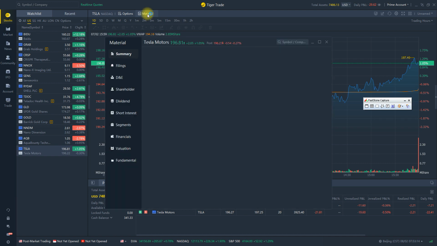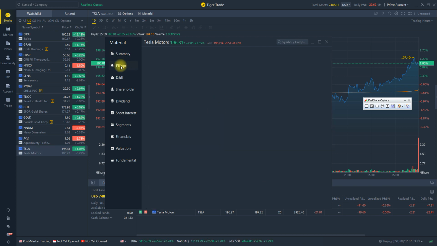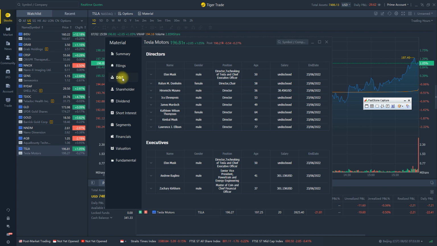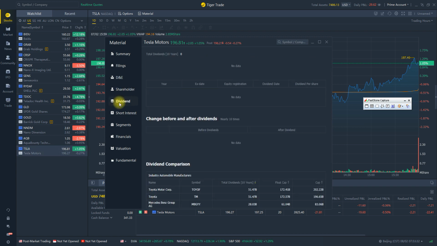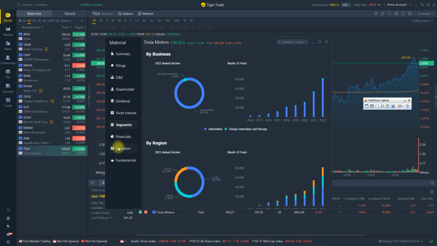These are the materials for Tesla. So you can see these are the summary, the filing. Tesla filed to the exchange. D&E, directors and executives, shareholders, and dividend, short interest, market segment. So these are the useful materials to follow about the stock.